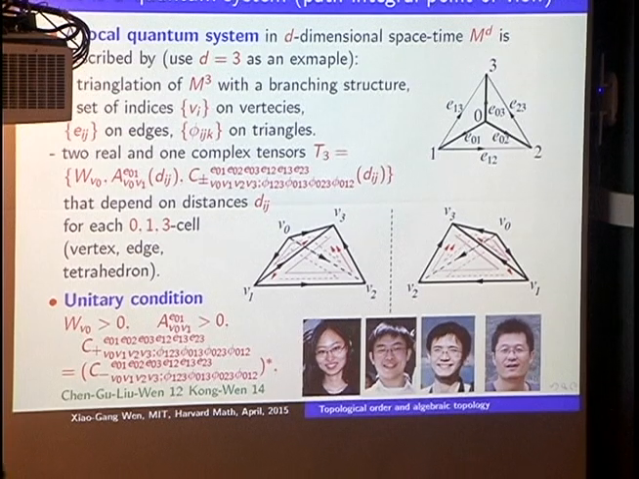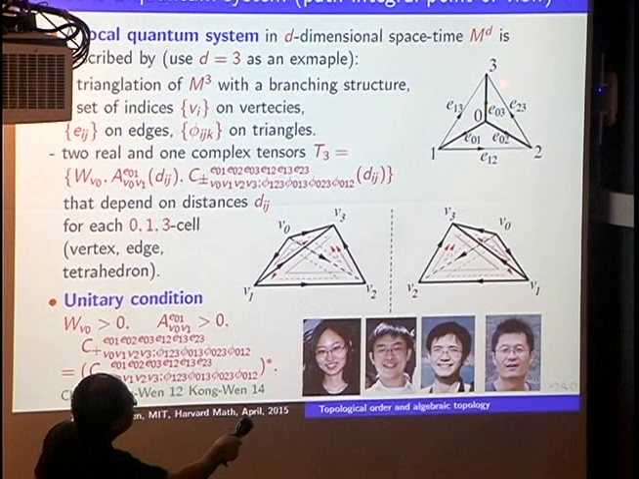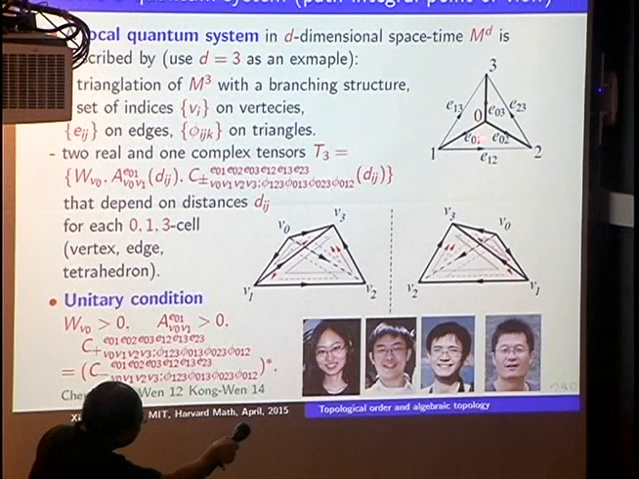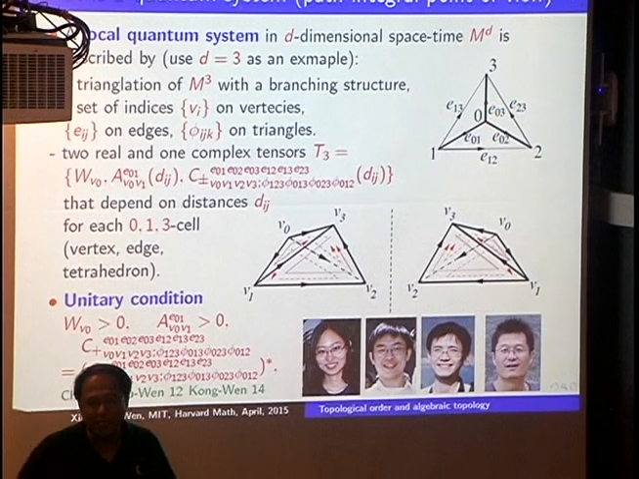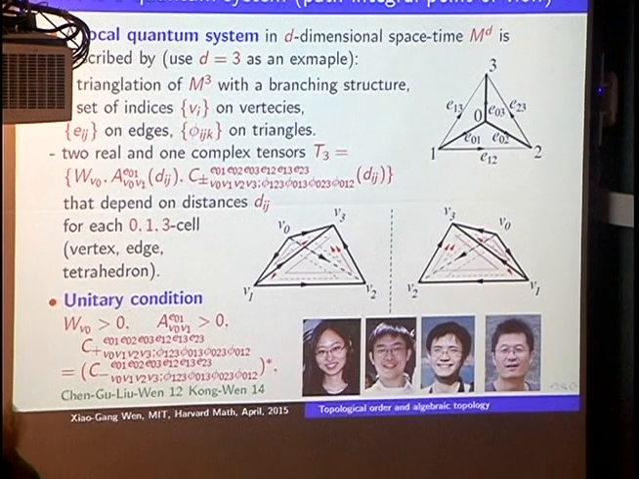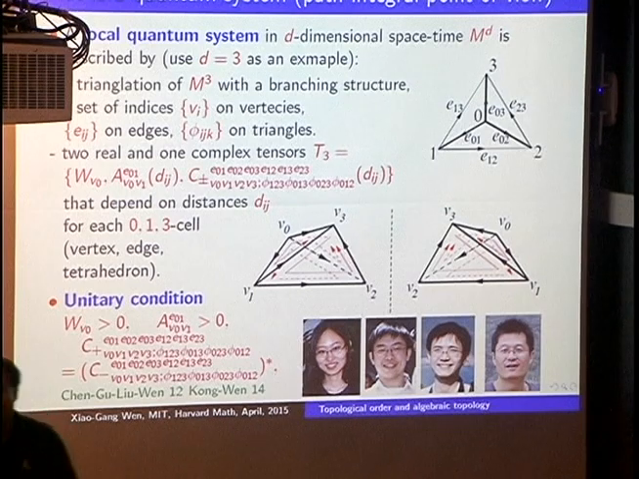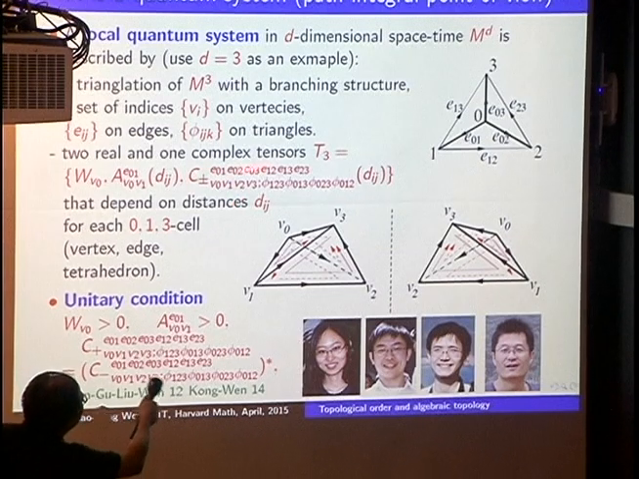Then for every tetrahedron, we have four vertices, so four indices from the vertices, four indices from the faces, and six edges, so six indices from the edges. So there are a total of 10 indices. So there is a rank 10 tensor associated with each tetrahedron. So this is the data. This is a tensor, tensor C. It has 10 indices here.